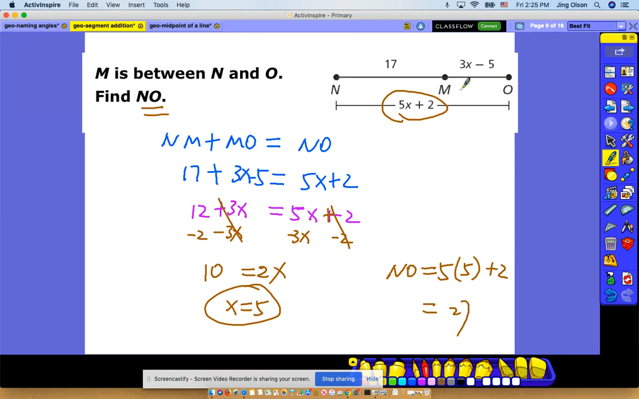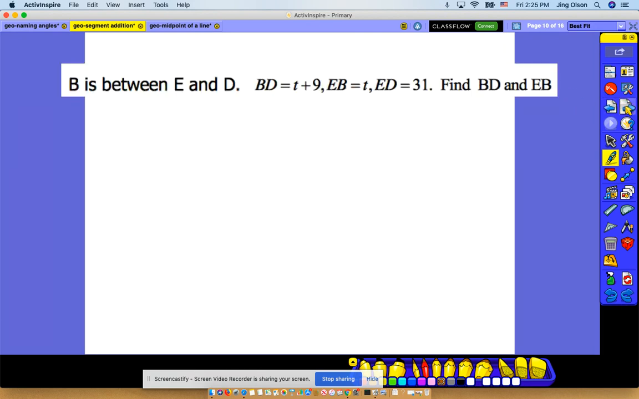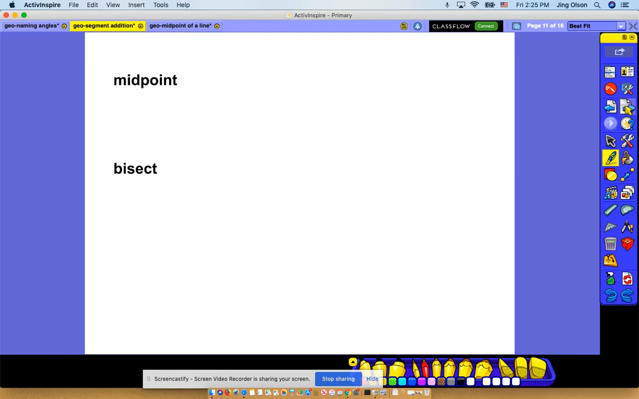If you put a 5 into this one, 3 times 5 is 15. 15 minus 5 is 10. So this one is 10. So this is 17, this is 10, this is 27, perfectly. So it means you got the answer right. I think we're just going to go ahead and skip this one. I think we did 2 examples is good enough.